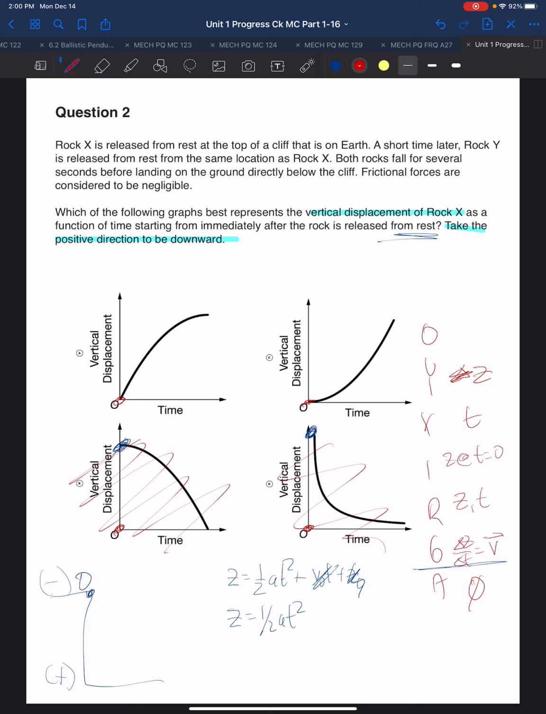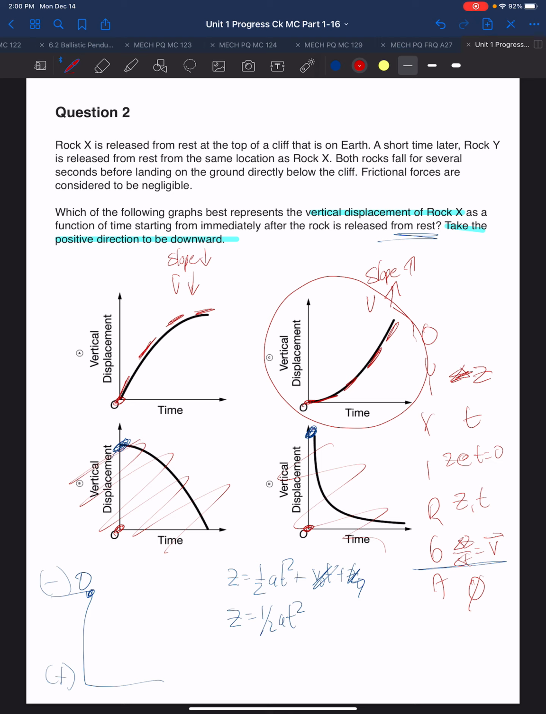Well, if we were to mark out the slopes, choice A says the slope decreases. So that means the velocity decreases. And choice C shows that the slope increases, which means the velocity increases. And that's why it's choice C.